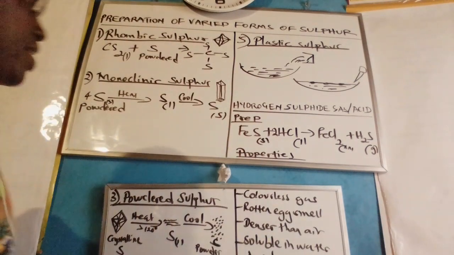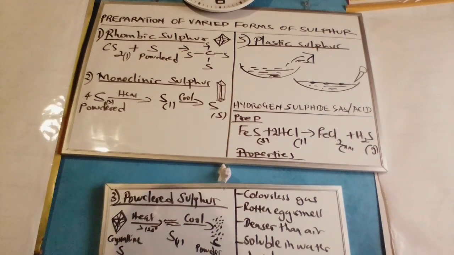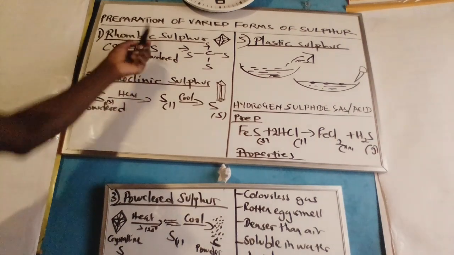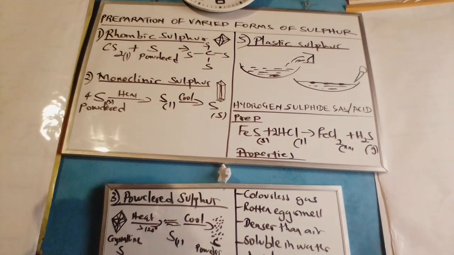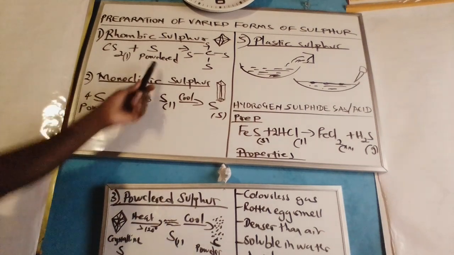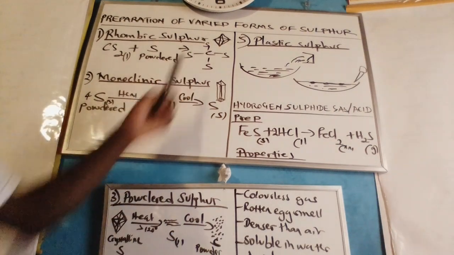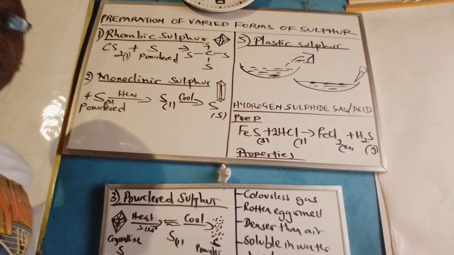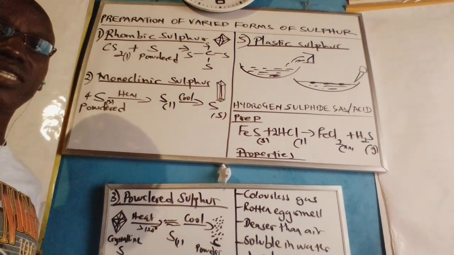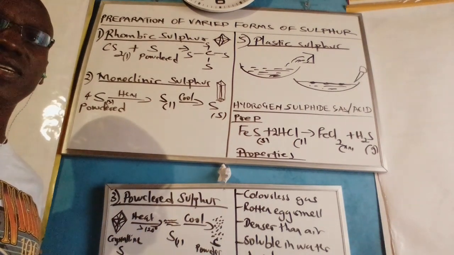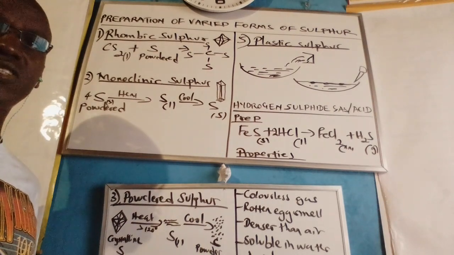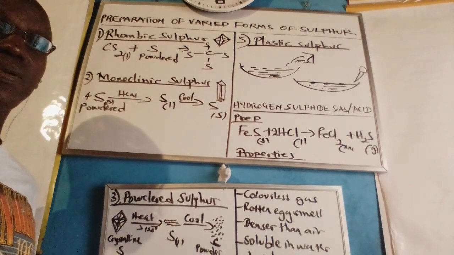Now, in the event that we want to prepare what is known as rhombic sulfur, we will need to have carbon disulfide. And then taking a sample of powdered sulfur, we will dissolve the two at high temperatures, and you will find that the composition will be rendered crystalline or rhombic in form. The rhombic sulfur is stable at temperatures below 96 degrees Celsius. It is crystalline and octahedral in shape.